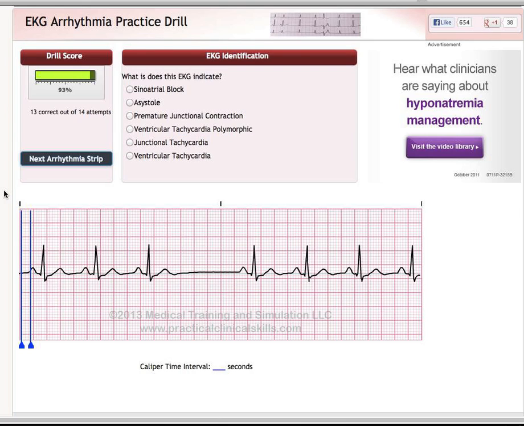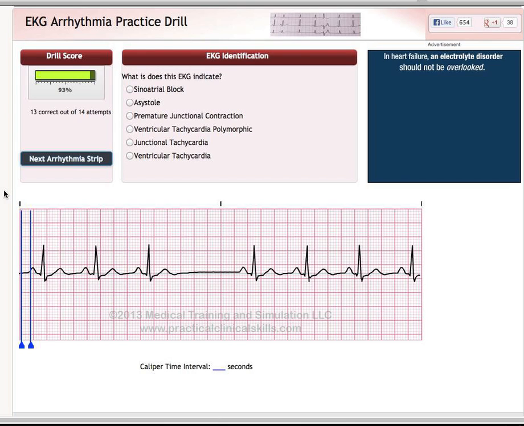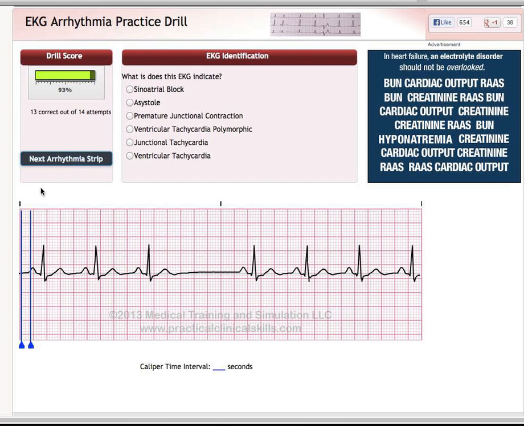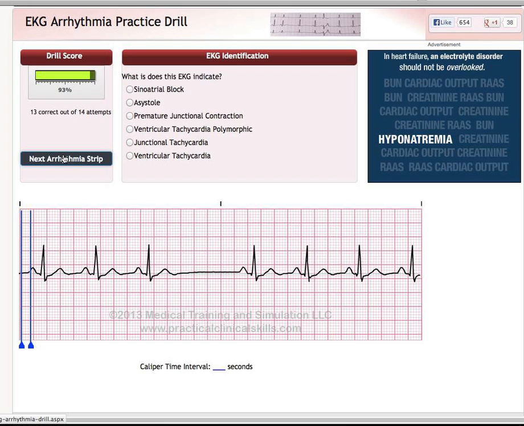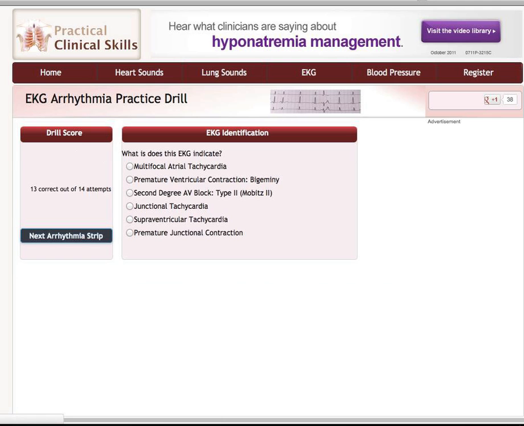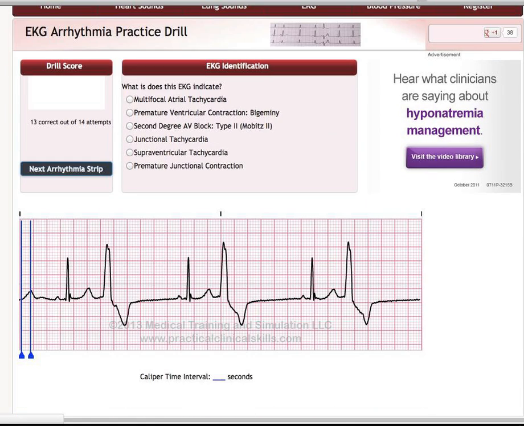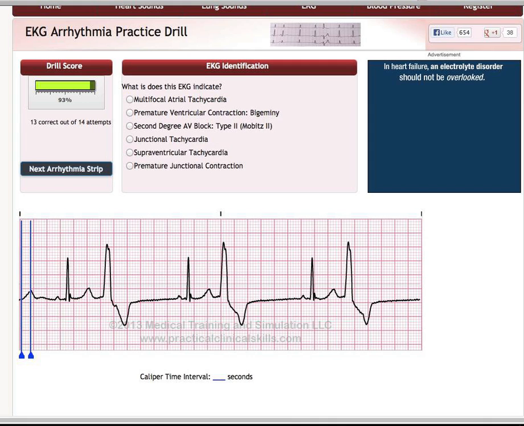All right, so what do we think's going on here? We've already had this one too, haven't we? This is, remember, an SA block, because we have this abnormal period of asystole. Remember that? All right, let's hope we haven't seen this one before. Good. All right, so this is a funky looking rhythm strip, is it not?